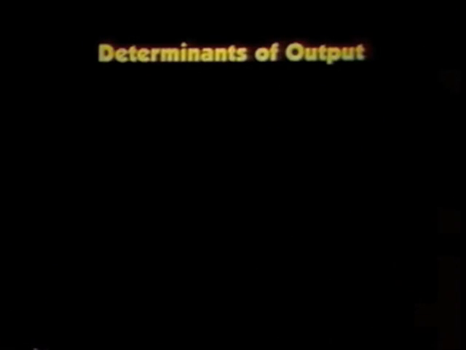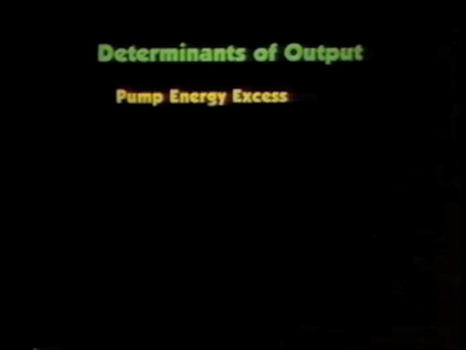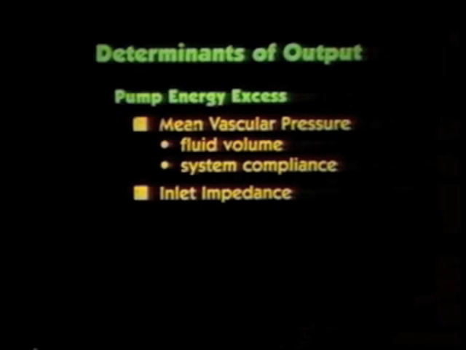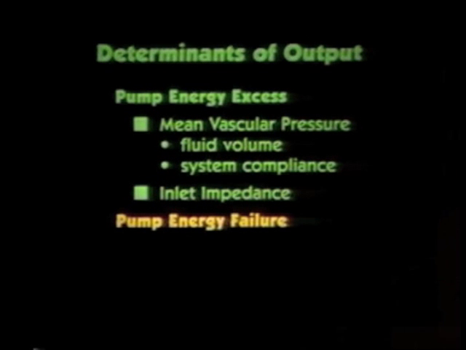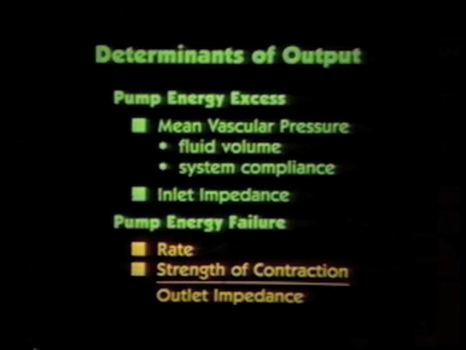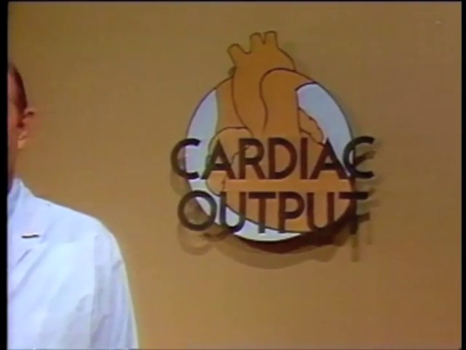The first set is applicable when the heart is in myocardial energy excess and includes mean vascular pressure, which includes fluid volume and system compliance, and inlet impedance, which is the product of a resistance point and a distensible bed upstream from that resistance point. The second set of determinants is applicable when the heart is in myocardial energy failure and includes low rate and/or insufficient myocardial contraction to overcome outlet impedance. You have now observed that most phenomena seen in the cardiovascular system need no other explanation than simple hydraulic mechanics.